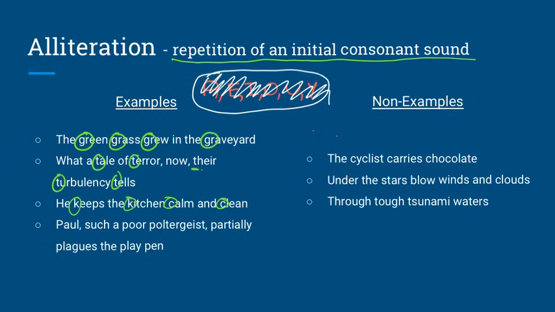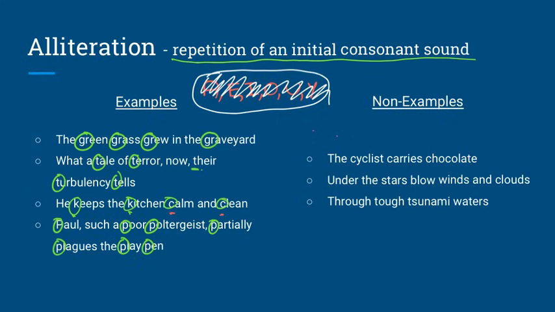Something neat that's going on with this one. We go from the k sound coming out with these letter K's here and here, but then we switch over to calm spelled with a C and clean spelled with a C. So it once again does not have to be the consonant letter. It's the consonant sound. And throwing things back to an earlier example that we had, "Paul's such a poor poltergeist, partially plagues the playpen." There's a lot of them here. Paul, such a poor poltergeist, partially plagues the playpen.